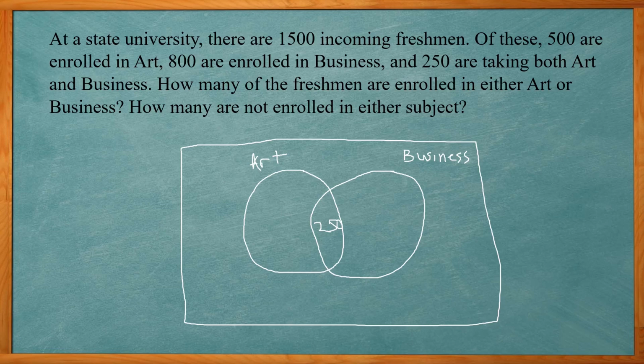Now we know that 500 are in art. Now we already counted 250 where they overlap, so the total circle for art needs to be 500. So it's going to be 500 minus the 250 that we already have in that circle. It gives a total of 250 who only took art and not both of them. Now for business, it says 800 enrolled in business, so we already have 250, so it's going to be 800 minus 250, which is going to give us 550.